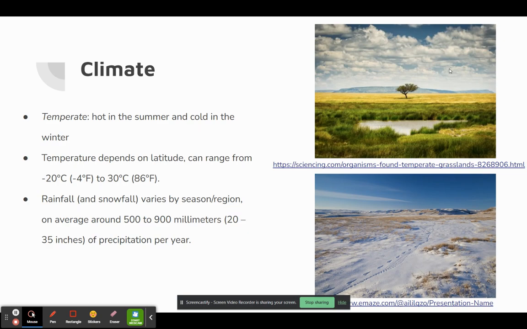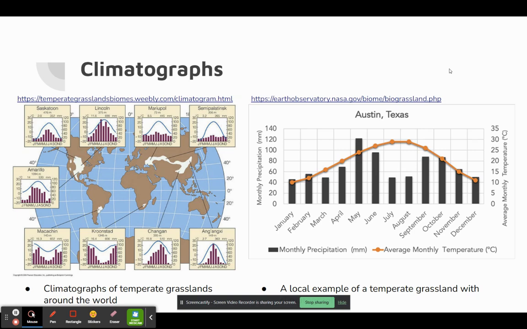So the climate. Temperate means hot in the summer and cold in the winter. The temperature depends on latitude, but it ranges from negative 20 degrees Celsius to 30 degrees Celsius. And then as for rainfall or snowfall, it ranges from 500 to 900 millimeters of precipitation per year. This can be seen on the climatograph.